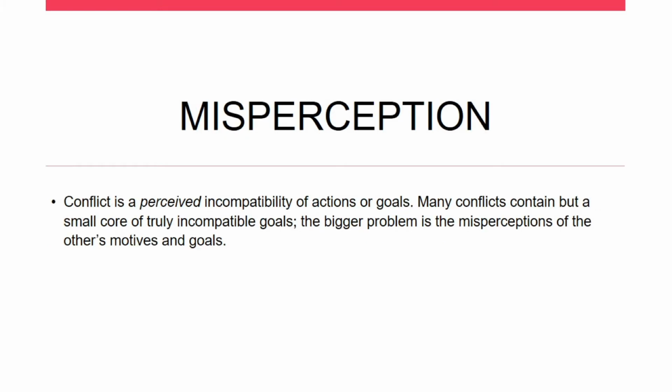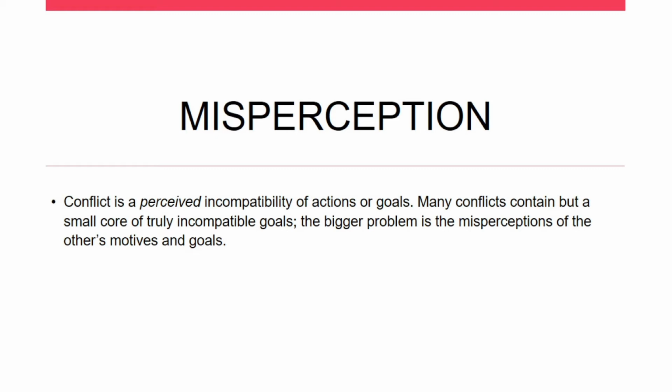Next is misperception. Recall that conflict is a perceived incompatibility of actions or goals. Many conflicts contain but a small core of truly incompatible goals. The bigger problem is the misperception of others' motives and goals. In early chapters, we considered the seeds of such misperception, such as self-serving bias, a tendency to self-justify, fundamental attribution errors, preconceptions, and groups frequently polarizing self-serving, self-justifying, biasing tendencies.